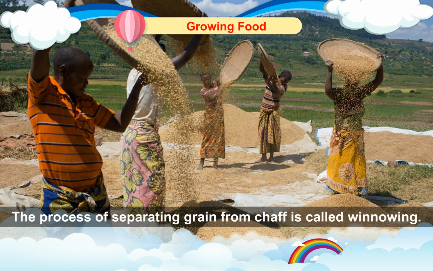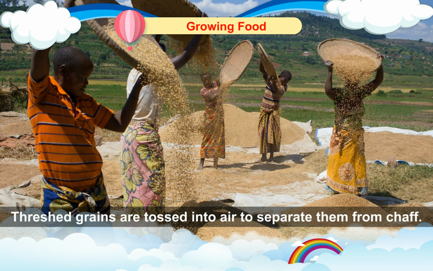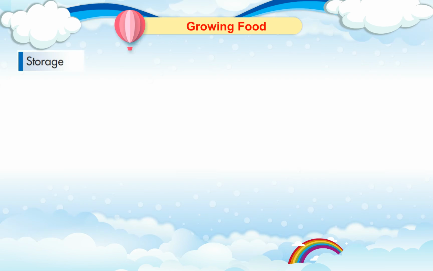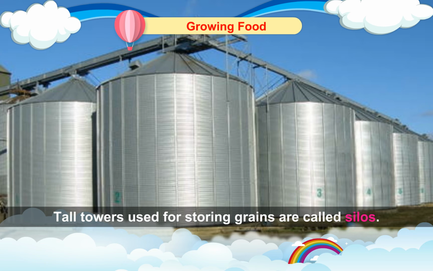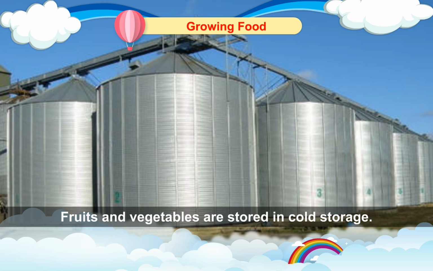Winnowing. The process of separating grain from chaff is called winnowing. Threshed grains are tossed into the air to separate them from chaff. Storage. Dried grains are stored in containers or sacks. Tall towers used for storing grains are called silos. Fruits and vegetables are stored in cold storage.